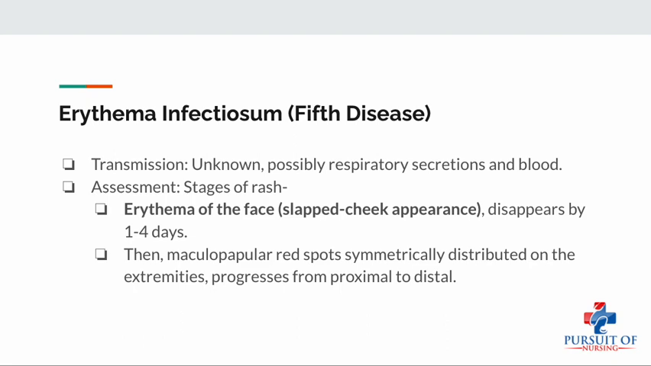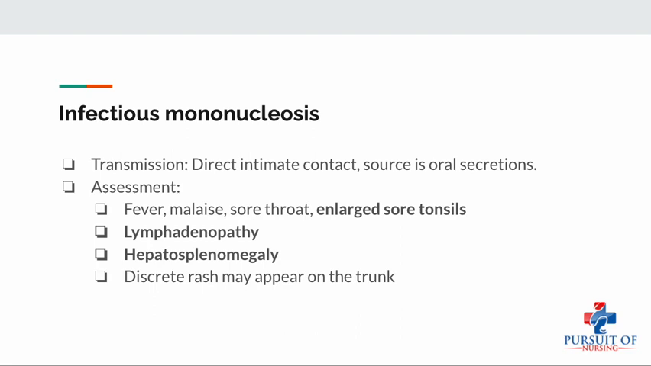And then maculopapular red spots are going to show up that are symmetrically distributed on the extremities. They're going to progress from proximal to distal. So before the development of the rash, usually the child is asymptomatic. And then it's very important for pregnant women to avoid any children with Fifth disease.